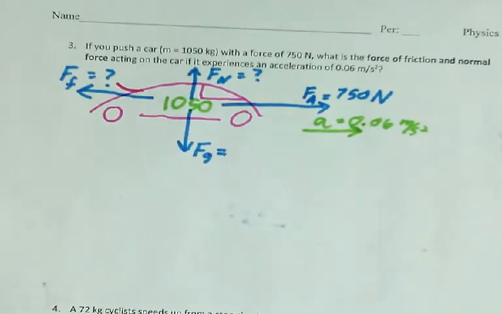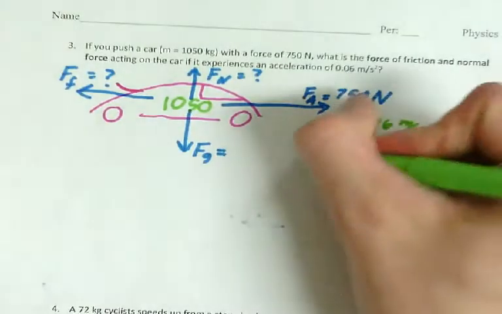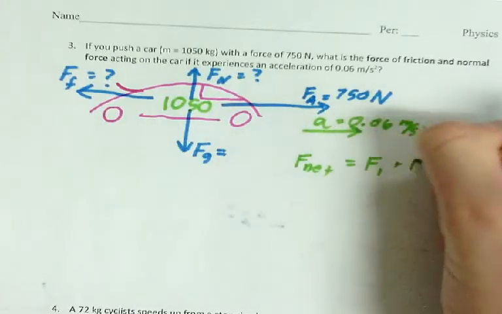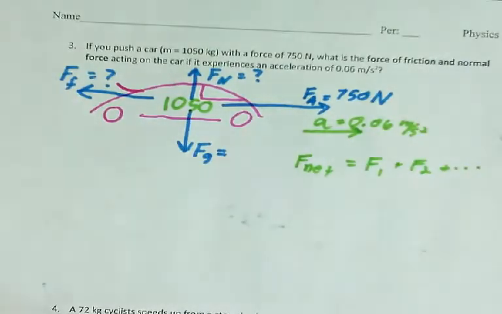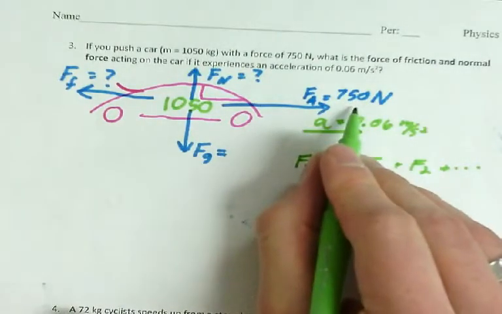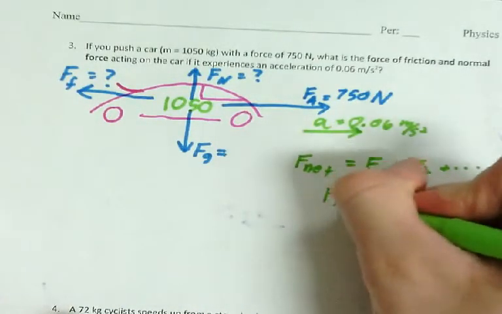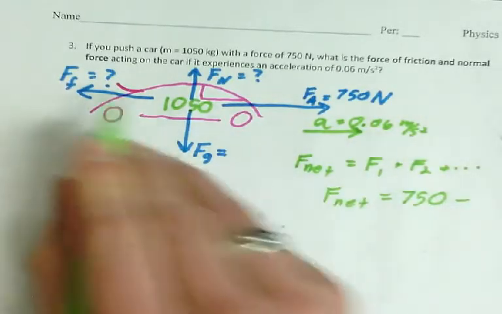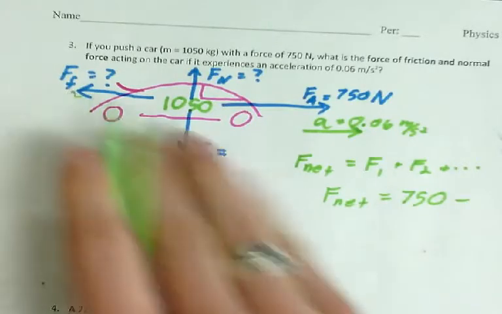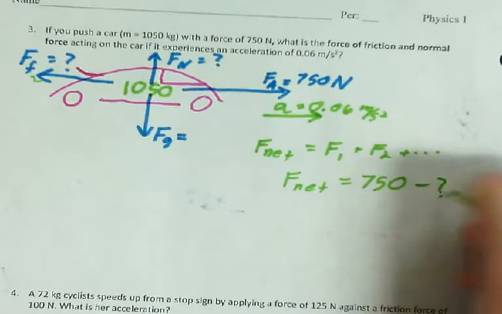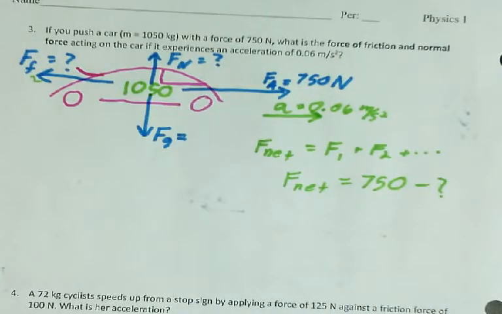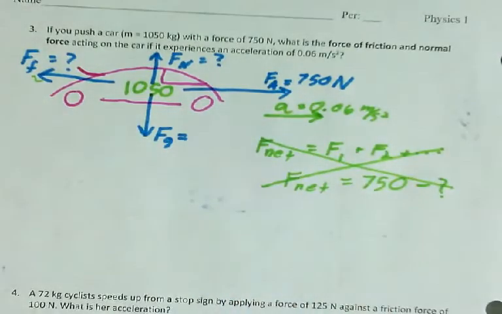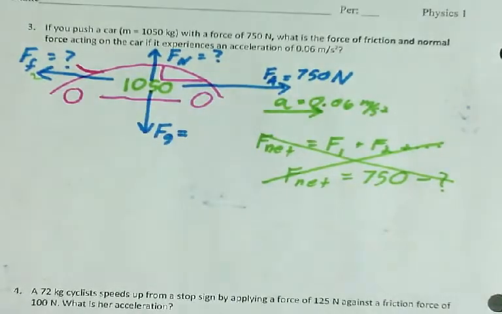All right. The next step is to find the net force. So F net equals F1 plus F2 plus whatever. F1, 750 minus F... Ooh. That's a problem. Okay, we got to find a different way to solve this.